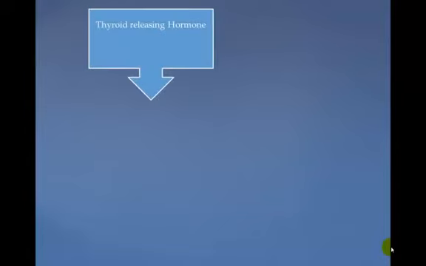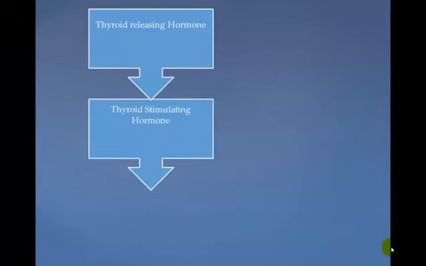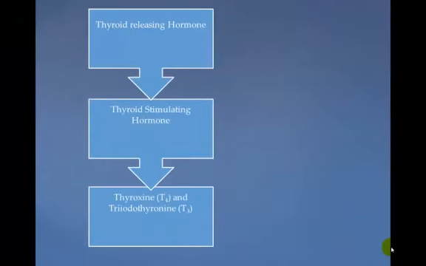So let's take a little journey on what hormones we need and where they're produced to release thyroid hormones. There are 3 hormones that need to be initially released in order to get activity at the tissues. First, thyroid releasing hormone must be secreted. That will cause thyroid stimulating hormone to be released. That'll be followed by T4 and T3.